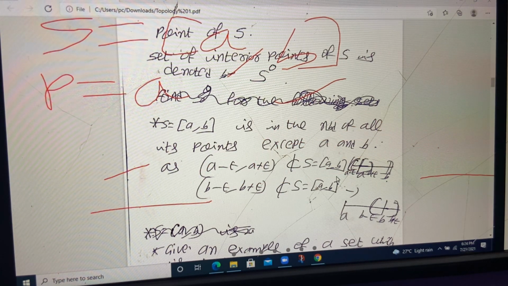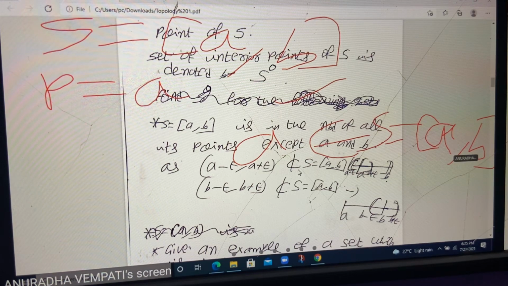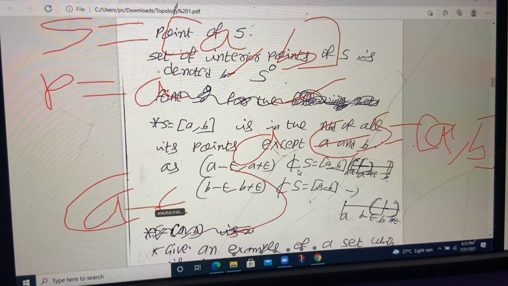So here A is not an interior point and S is not in the neighborhood of A. Why? A is there in S. A belongs to S. But it is not an interior point. Interior does not mean inside. That is the English meaning. The mathematics definition of interior means an open interval, A minus epsilon and A plus epsilon, and this total should be within S.